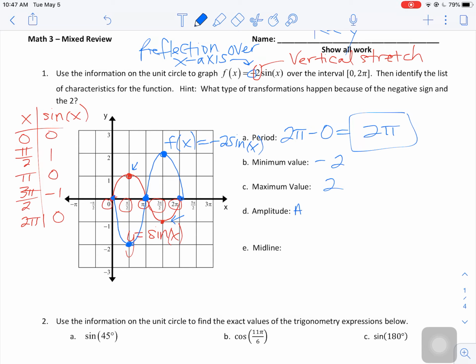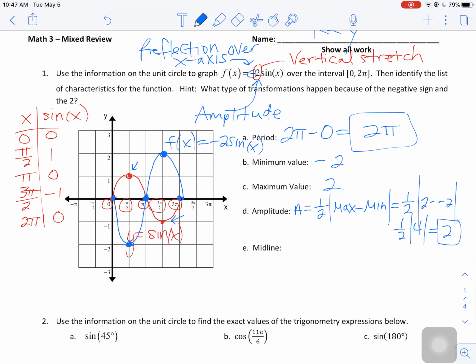And then if you want to actually calculate the amplitude with the equation, it's 1/2 the absolute value of the max minus the min. But we already know that it's going to be 2 because the amplitude is always that number right there. It's whatever the vertical stretch is, that's the amplitude. But if you want to see the equation, it would be max minus min. So then you'd have 1/2 times 4, which would be 2.